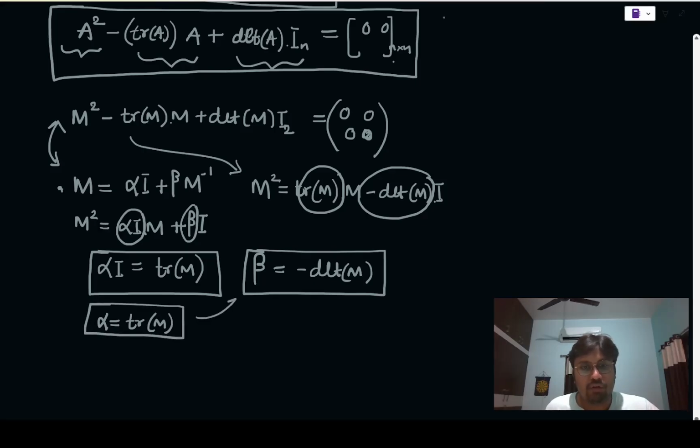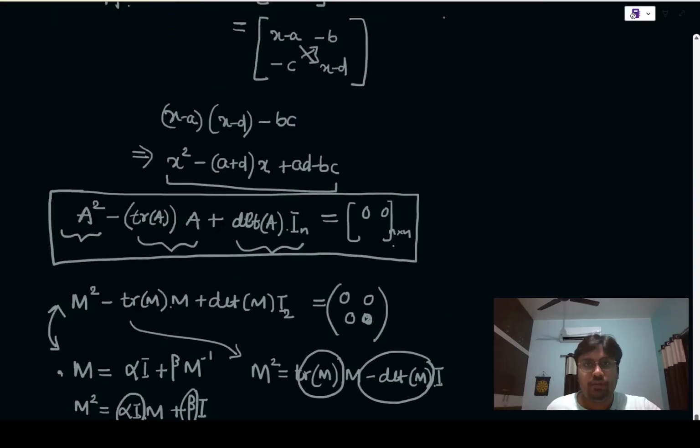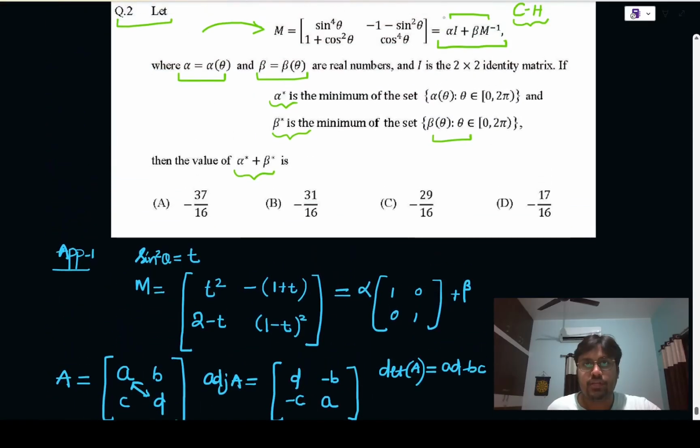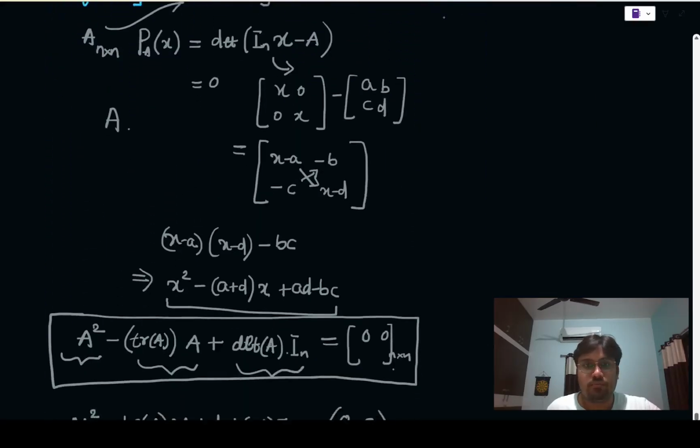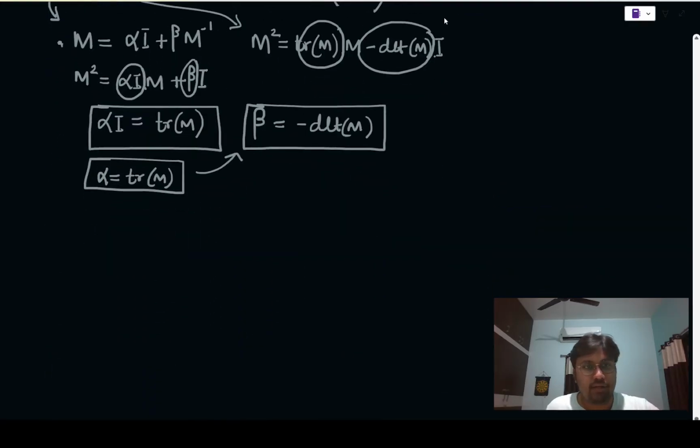And we have already found out a direct form for beta. So from the given question, if I write out the matrix, M is sine to the power 4 theta, and so on. So I'll just replicate M here once again. So M was sine to the power 4 theta, minus 1 minus sine square theta, 1 plus cos square theta, and cos to the power 4 theta.